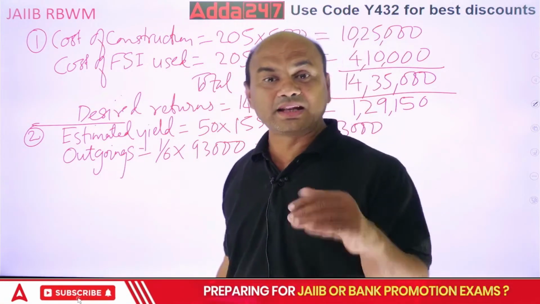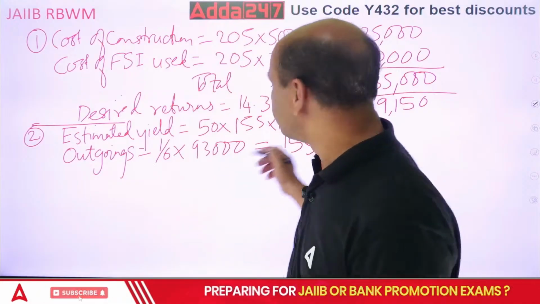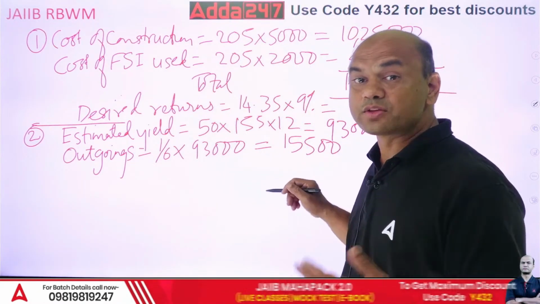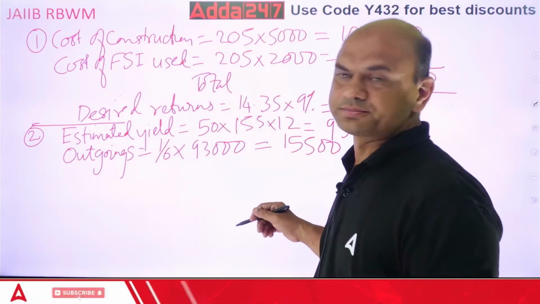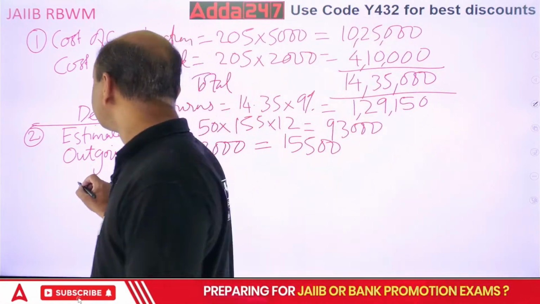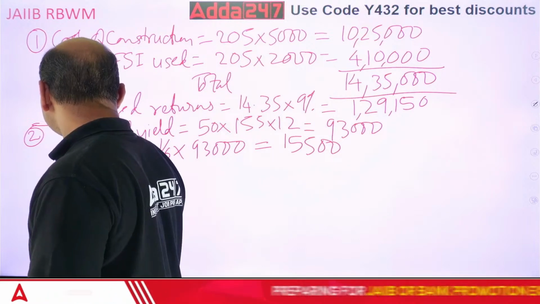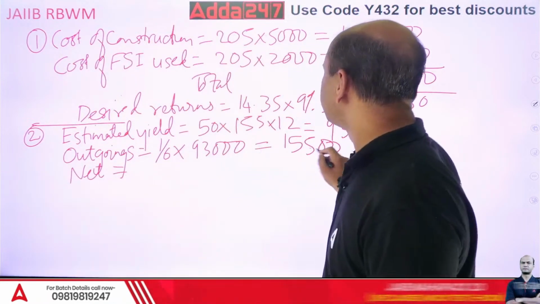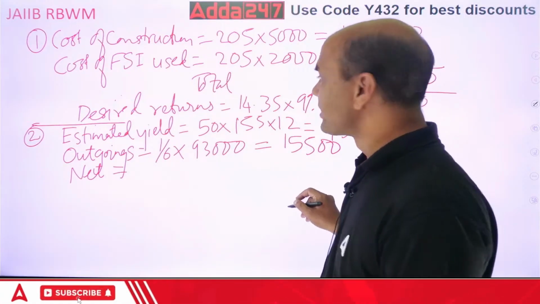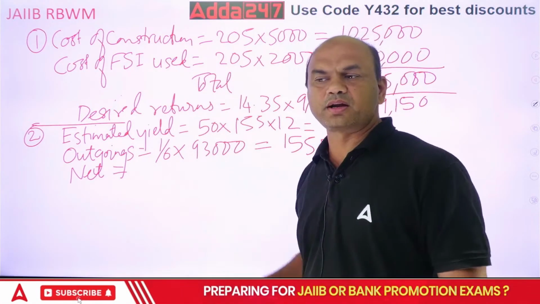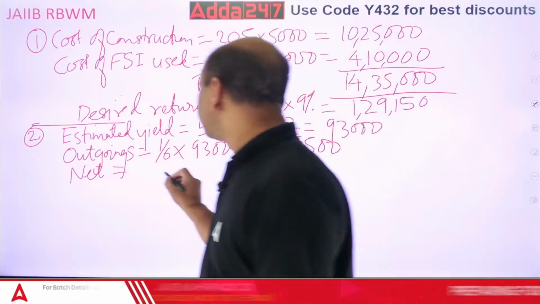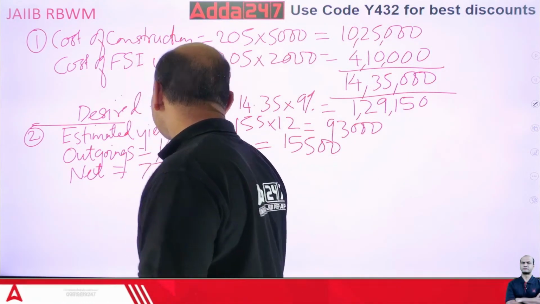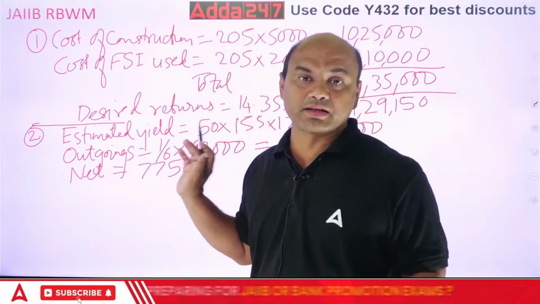So what is the net yield now? This much I am gaining, 93,000, and this much is going out. So now I have to subtract. Net equals 93,000 minus 15,500. What is the answer? 77,500. This much is my net income.